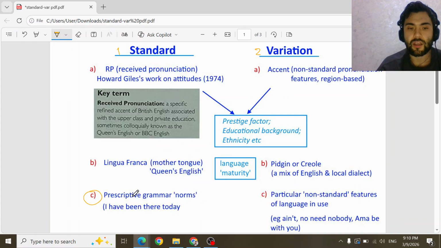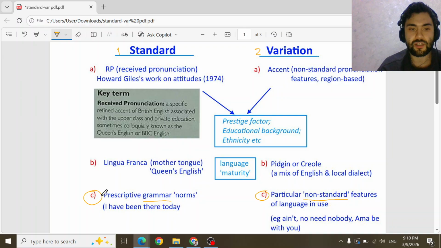So it is those norms that the grammar books prescribe us, which is prescriptive grammar. So we follow the rules, we follow the norms, which is the third person singular in present simple takes s or es flexion. I've been here today for the present perfect as an example here. When we speak about a variation, something may change, which becomes a non-standard feature.